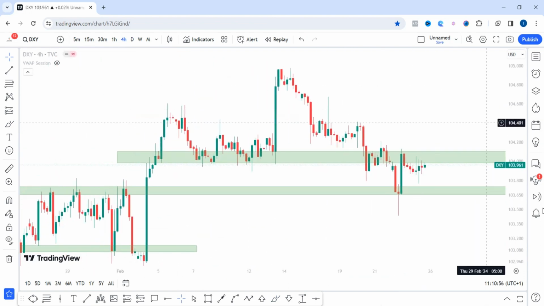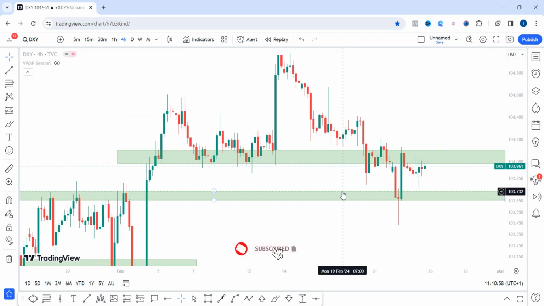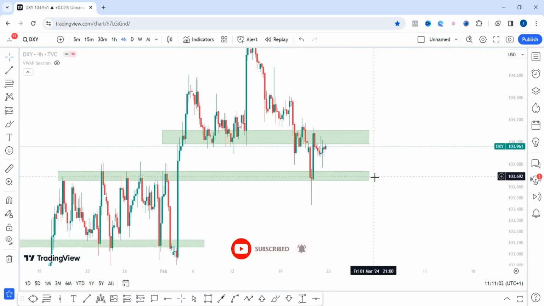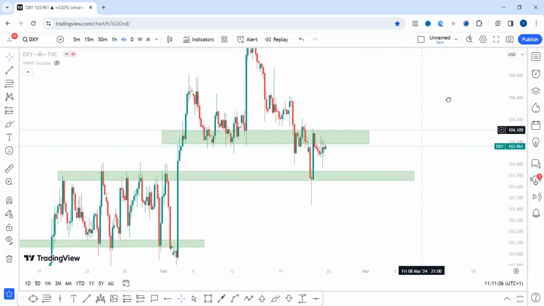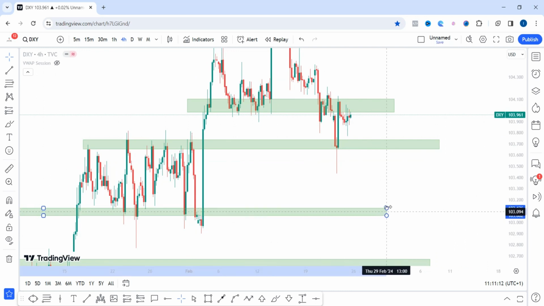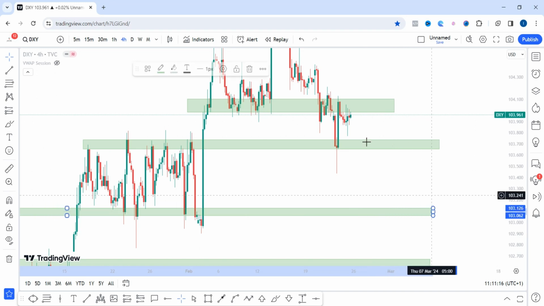So what we would like to see here is if price breaks below this lower green zone, right? If price breaks below that lower green zone, then we will see a bearish trend, at least until we come to these lows around 103.094. First, price has to take out this zone that has been tested multiple times looking left.